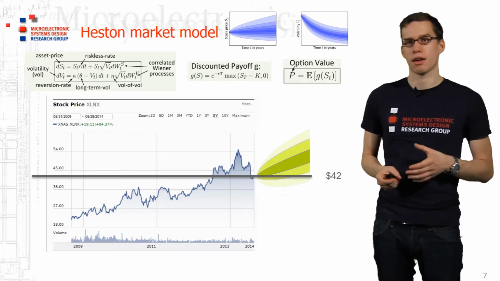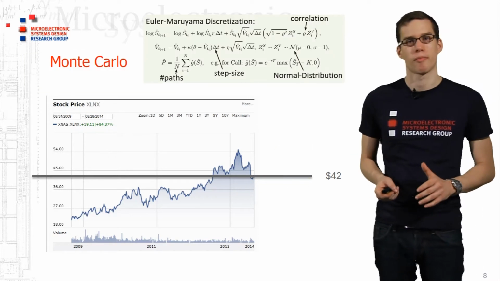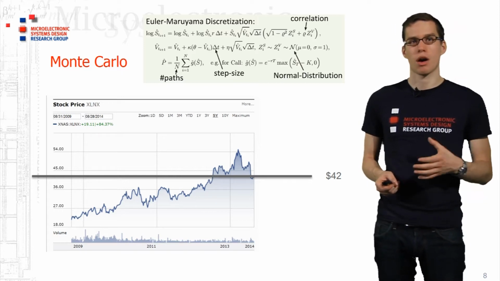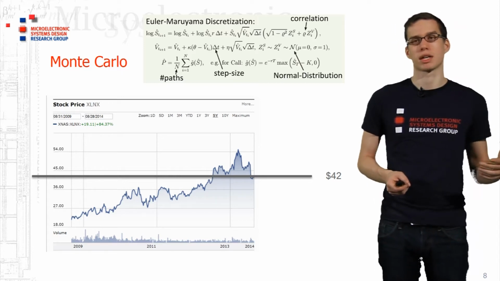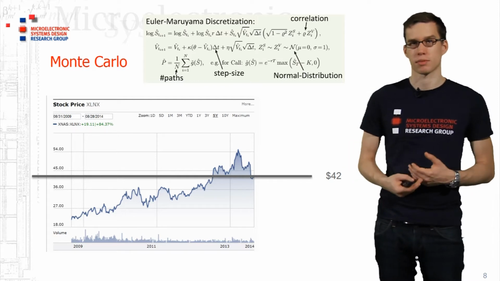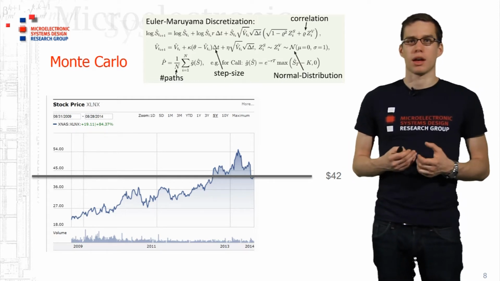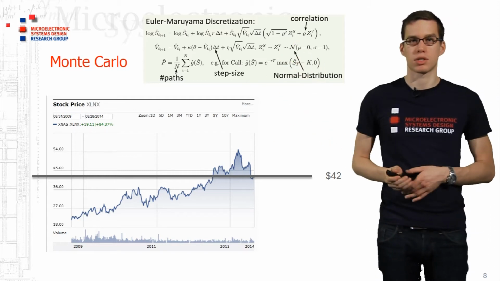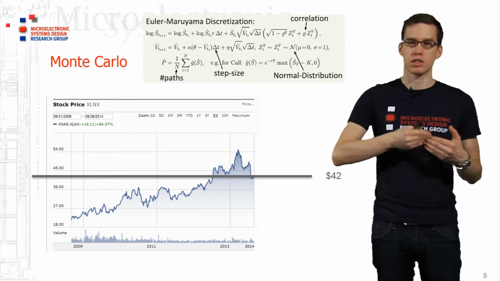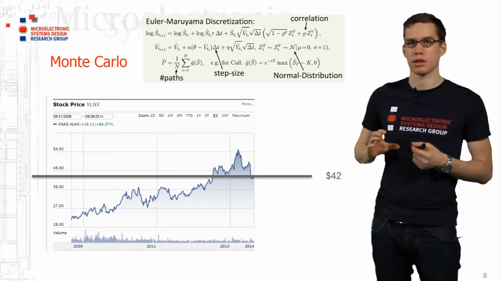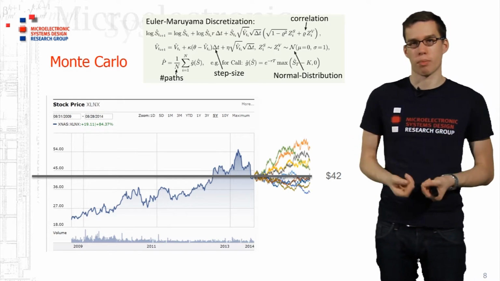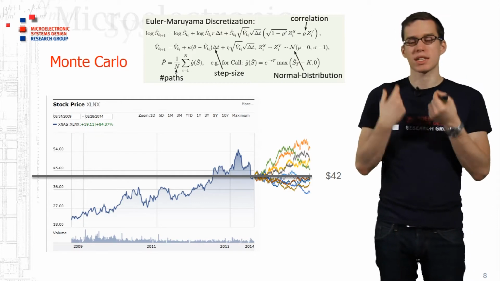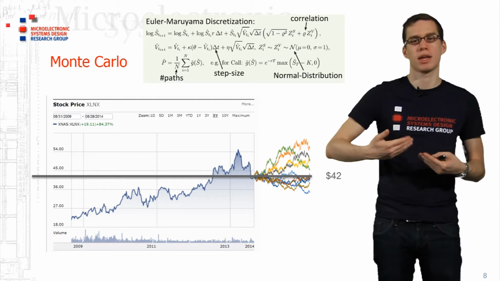These models normally don't have an analytical solution, and that's why people are using Monte Carlo simulation and other numerical methods. And when you use Monte Carlo simulation, you can rewrite the equations in a discretized form. And then what you get out are very individual paths. So you basically simulate the market for many, many different scenarios.